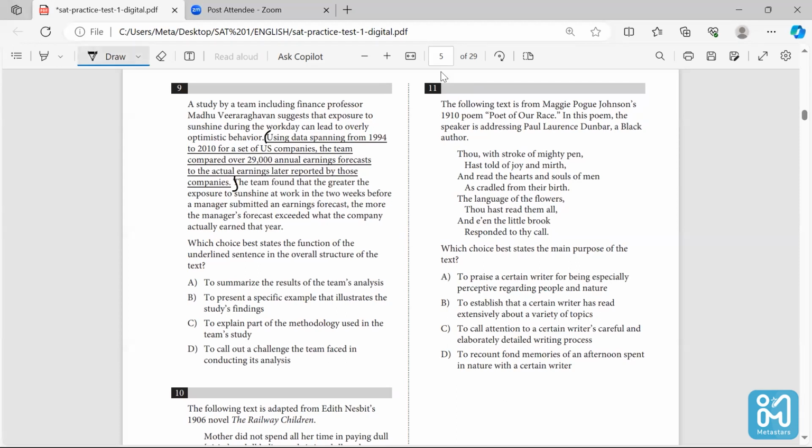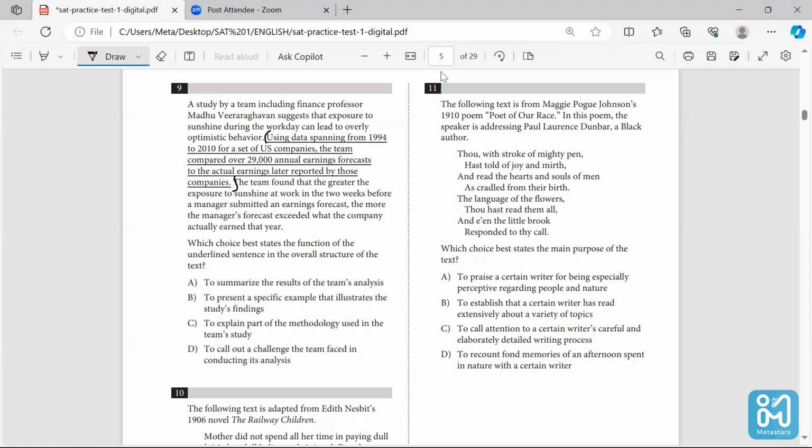A study by a team including finance professor Madhu suggests that exposure to sunshine during the workday can lead to overly optimistic behavior. Using data spanning from 1994 to 2010 for a set of U.S. companies, the team compared over 29,000 annual earnings forecasts to the actual earnings later reported by those companies. So basically, what's the point of this underlined portion? Yeah, Baha.